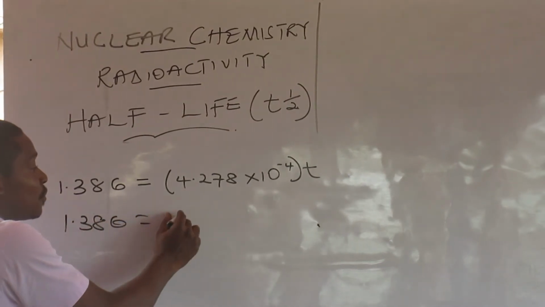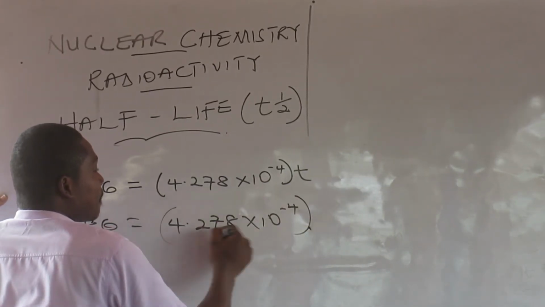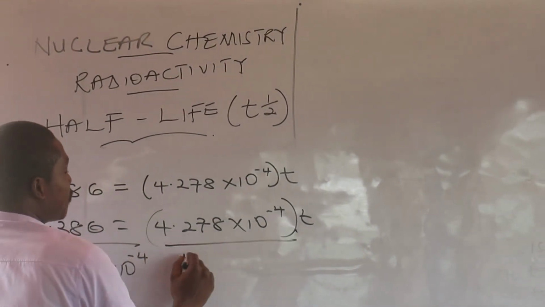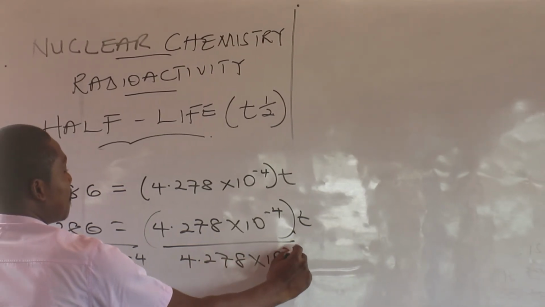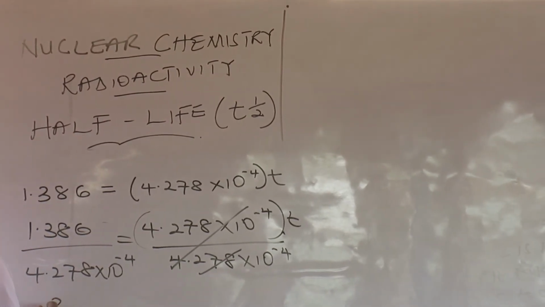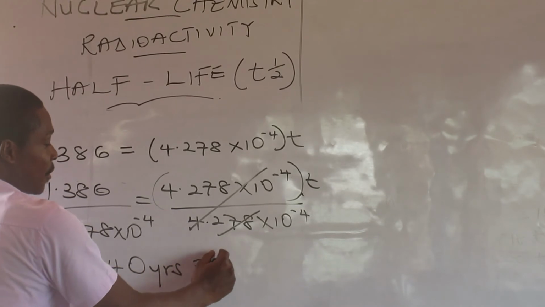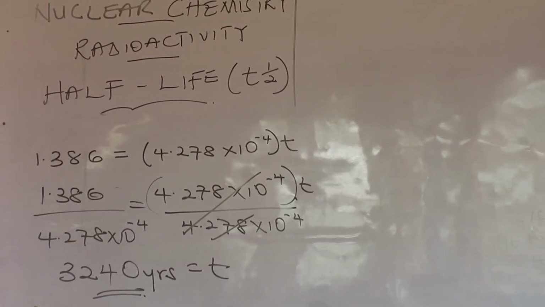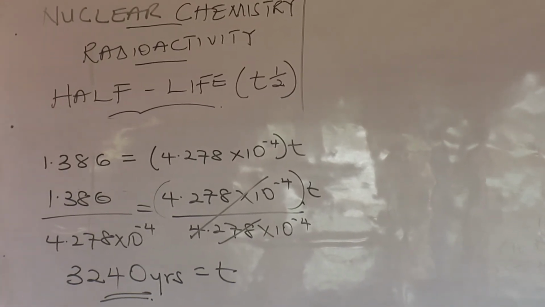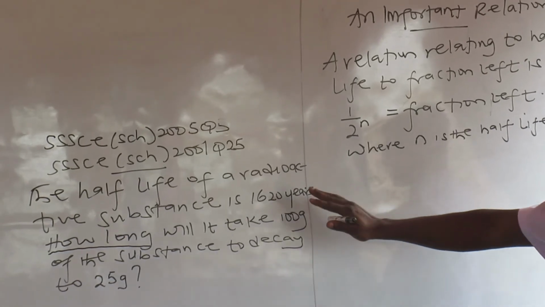So I just have to divide through by this coefficient of T here. Divide through the same. So you'll be getting 3240 years equals T. So that is what the answer will look like. 3240 years equals T. So that is how long it took. 3,240 years. Okay, that was the half-life question, and we had the time as what you saw.